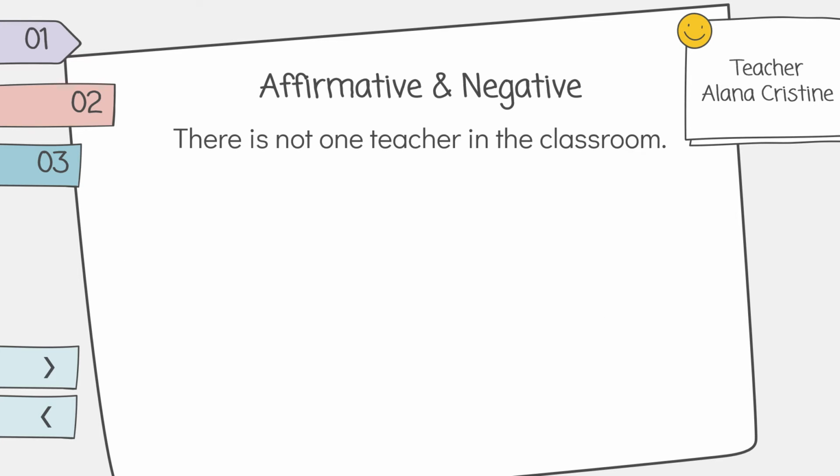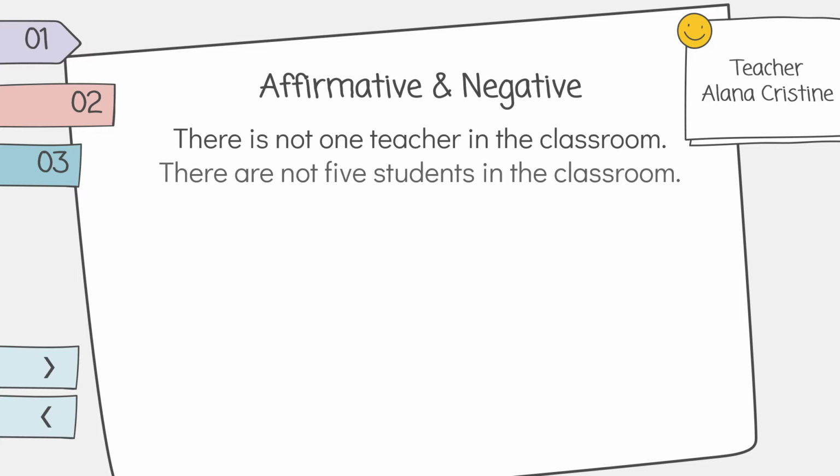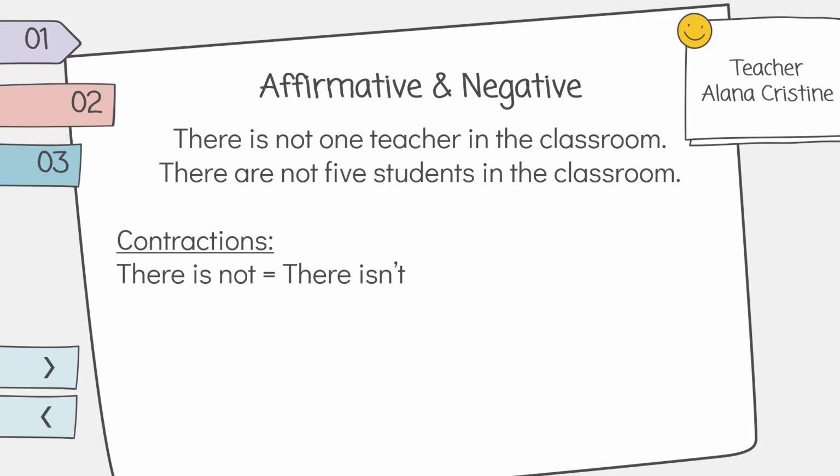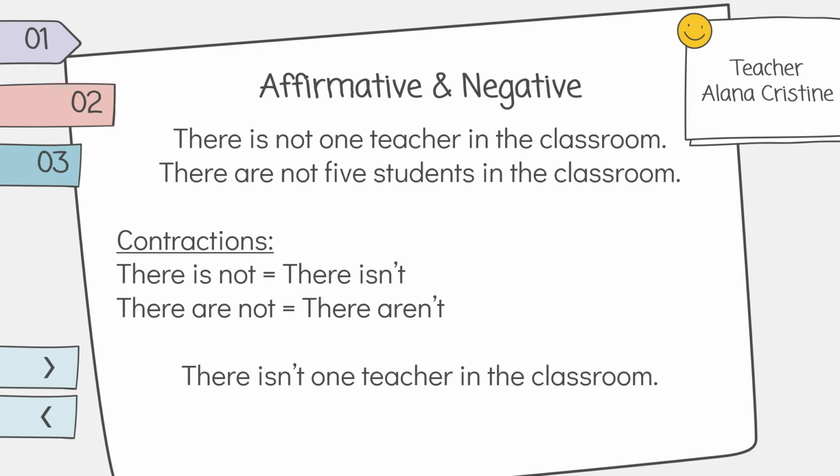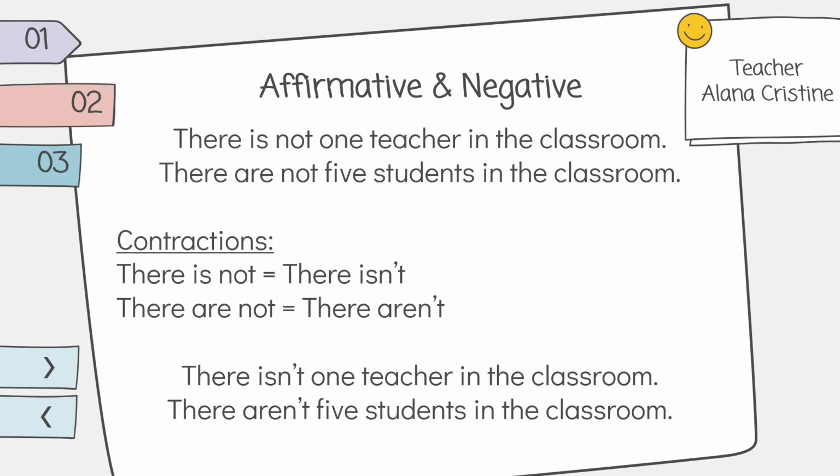However, when we say there is not one teacher in the classroom, there are not 5 students in the classroom, can I do contractions? Eu posso fazer contrações agora aqui, nesses exemplos com a negativa? Yes, you can. We can say there is not, there isn't. There are not, there aren't. Lembrando que na negativa a gente pode fazer a contração com there are, porque a contração não é entre o there e o are, mas entre o are e o not. Então fica there aren't. For example, there isn't one teacher in the classroom. There aren't 5 students in the classroom.